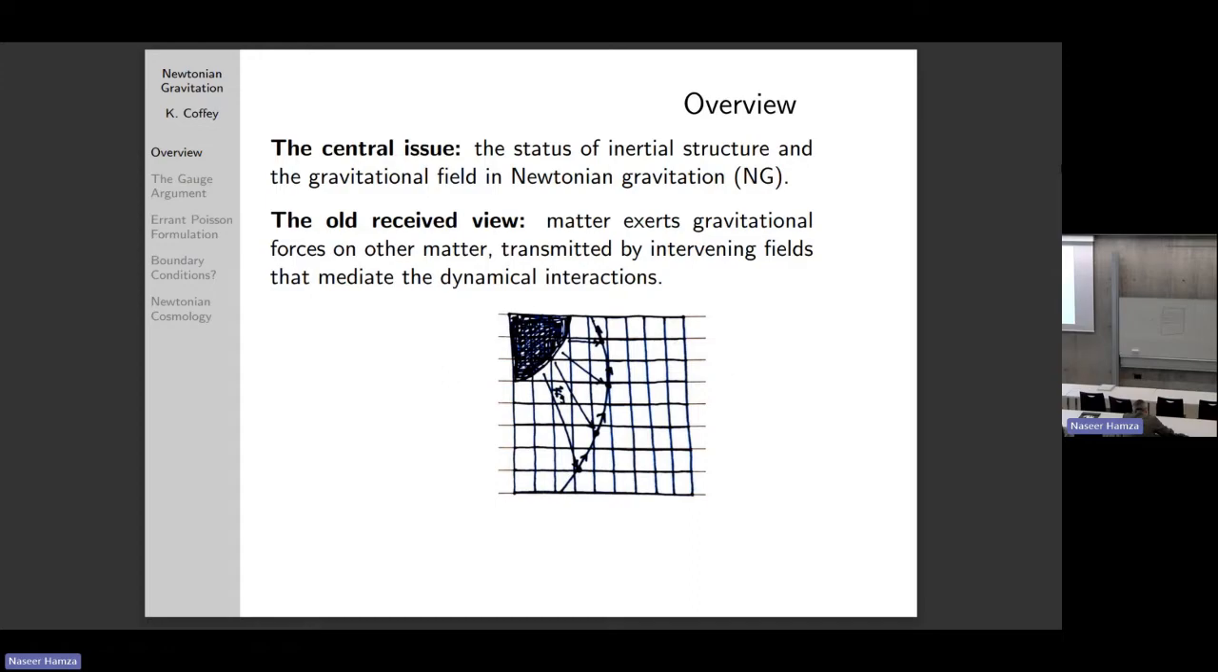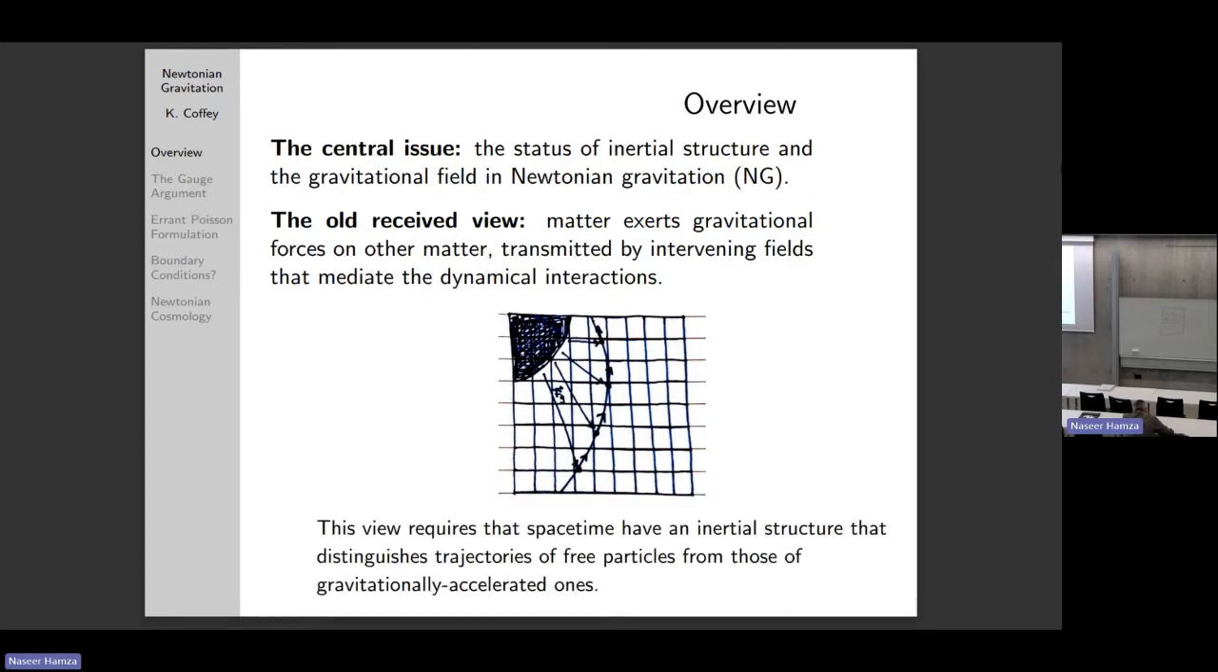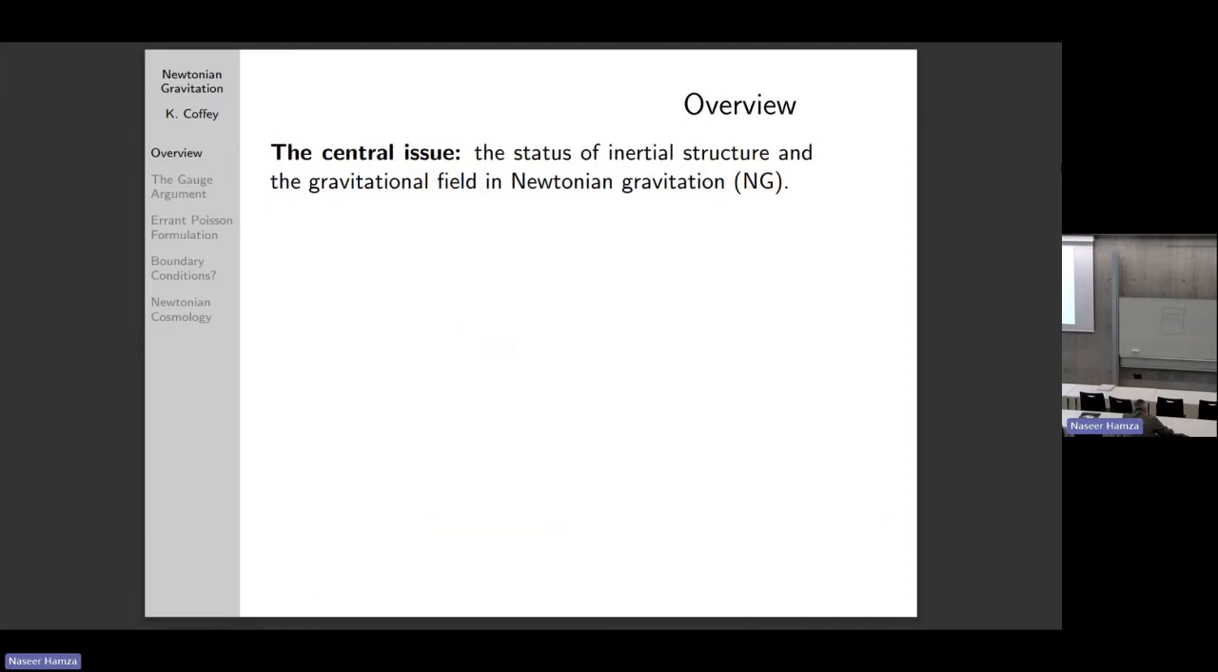So the idea is just that we have inertial trajectories and a gravitational field generated by matter, and objects are deflected from those inertial trajectories by the gravitational field. And of course, this view requires a space-time that has an inertial structure that distinguishes free particles from those that are gravitationally accelerated. And of course, we can contrast this view, what I'm calling the old received view, with the view that I'm calling the new received view.